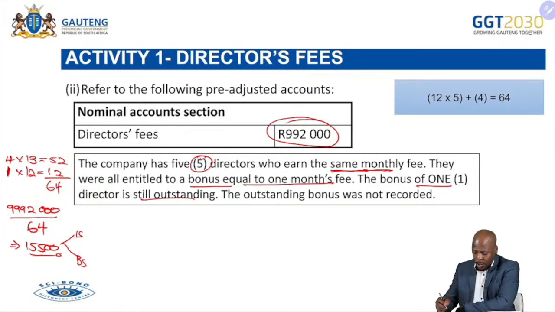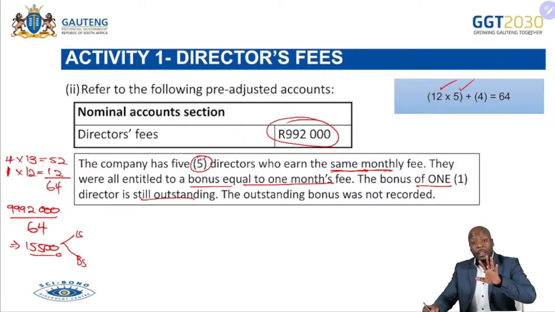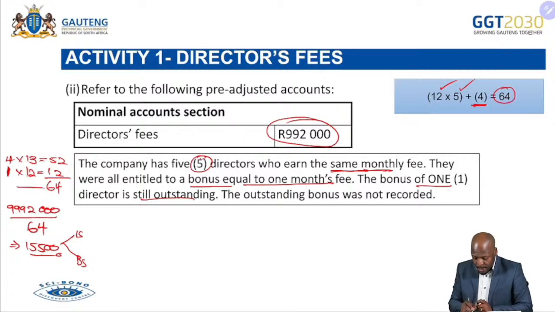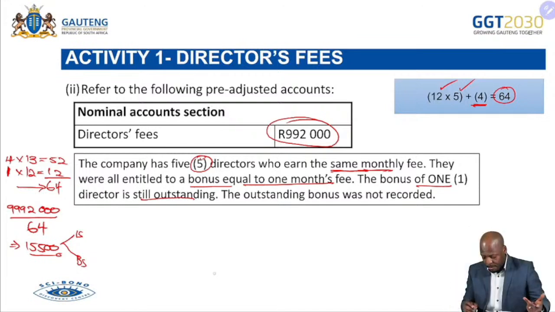The other way is to say, for 12 months, we have paid 5 directors, because all 5 of them have received for the 12 months. So 12 months by 5, and remember, only 4 have received the bonus. So it's 12 by 5, which gives you 60. Then you add the bonus for the 4 other directors. That gives you 64, the same as the 64 here. So, 2 ways of doing the same thing.